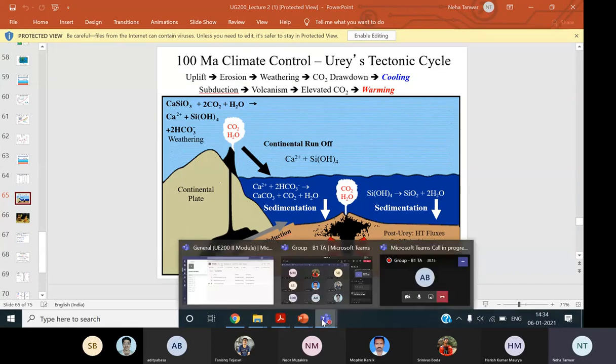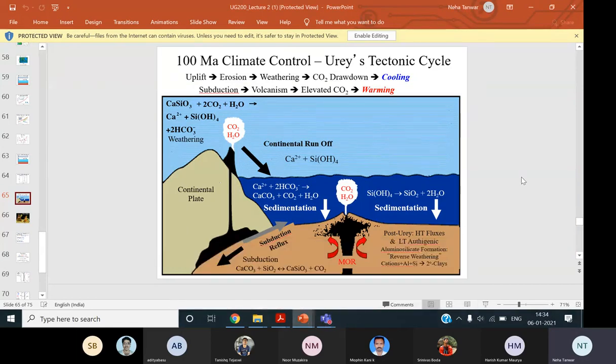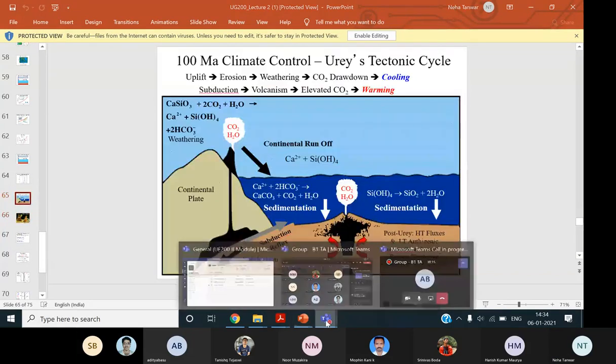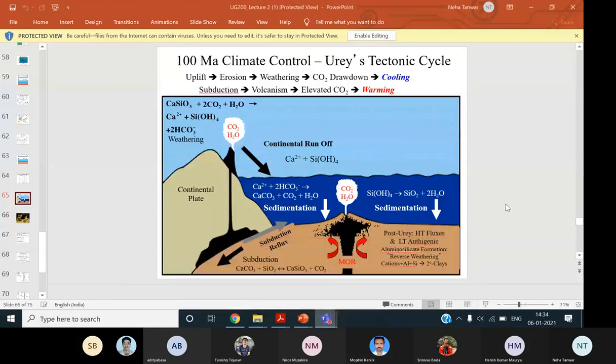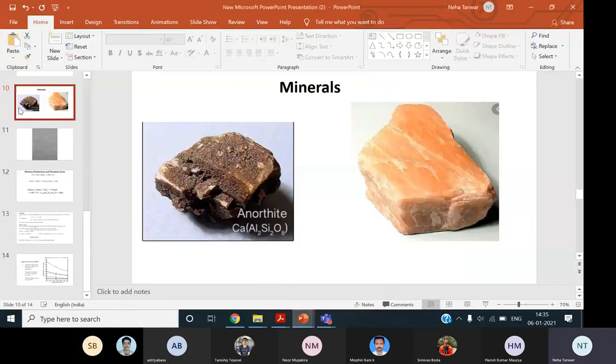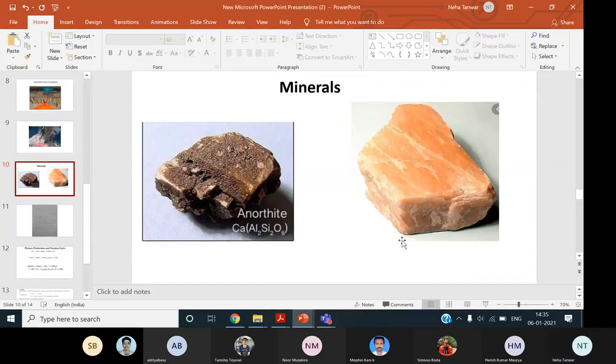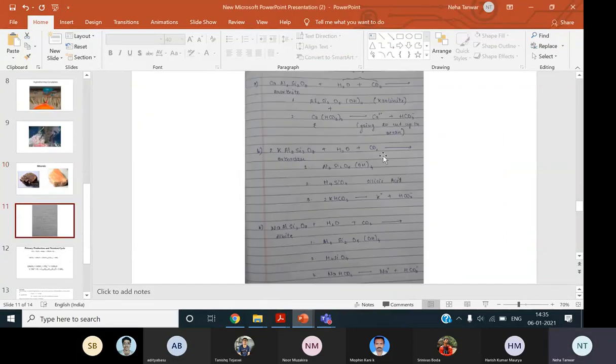Can anyone tell me what is the difference between rock and mineral? Rocks are composed of many minerals or one mineral. Yes, right. Minerals are just the chemical compounds, and rocks are composed of many minerals. So we will look at the chemical weathering.